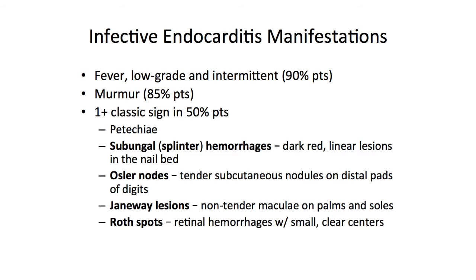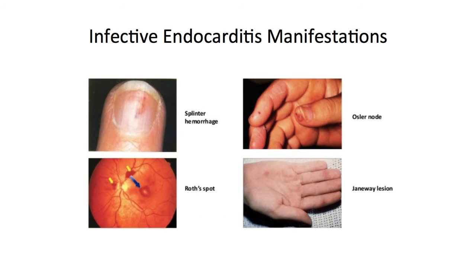Petechiae, a subungual or splinter hemorrhage, which is a dark red linear lesion of the nail bed. Osler nodes, which are tender subcutaneous nodules on the distal pads of the digits. Janeway lesions, which are non-tender macula on the palms and soles. And Roth spots, which are retinal hemorrhages with small, clear centers. Here's an image showing the different signs in infective endocarditis.